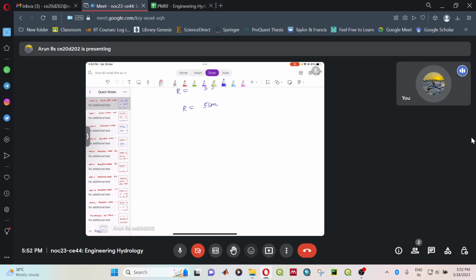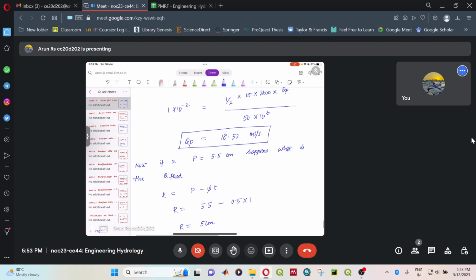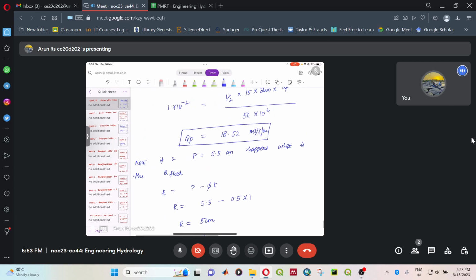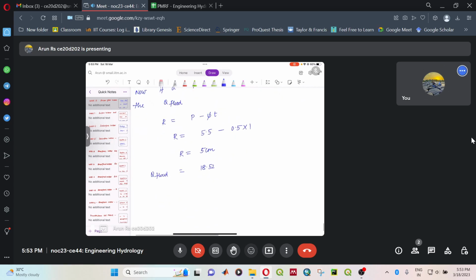So for this rainfall excess, we need to determine the Q flow. We know the ordinate of the unit hydrograph is 18.52, and this is per centimeter. So 18.52 multiplied by 5, plus base flow. Base flow is 10. So your flood hydrograph is a combination of your direct runoff hydrograph and your base flow. That is the one thing which you need to remember in this question.